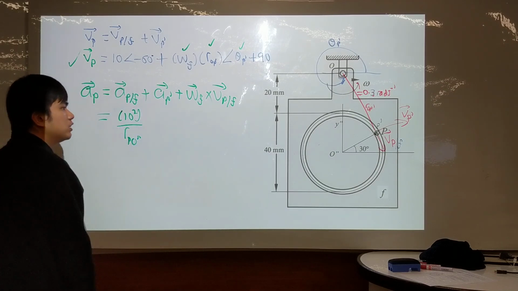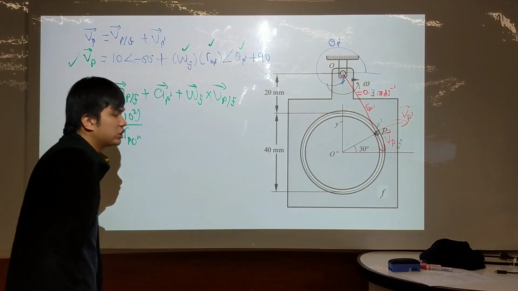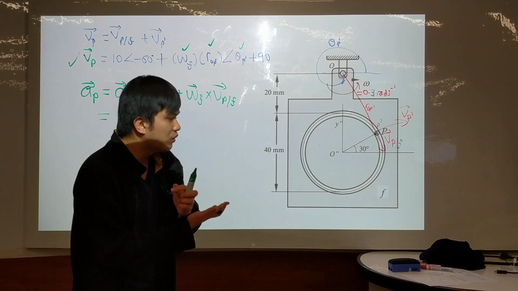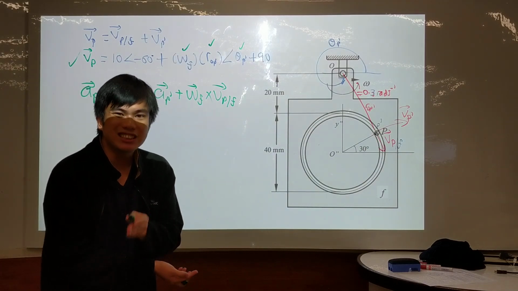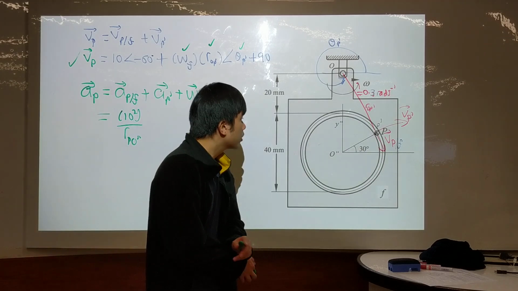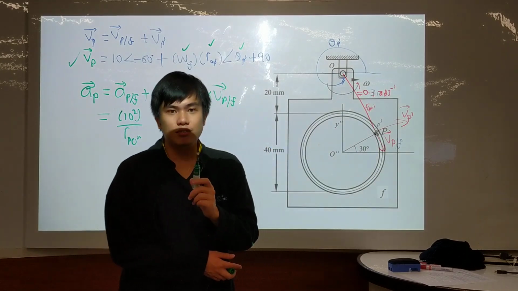This 10 squared is basically the velocity of P with respect to F. Let me repeat. What is the acceleration of P with respect to F? First of all, you first dissect what is velocity of P with respect to F. Velocity of P with respect to F is a circular motion of a constant velocity, a constant speed, right? It's a circular motion of a constant speed, which is clockwise about a center O double prime.